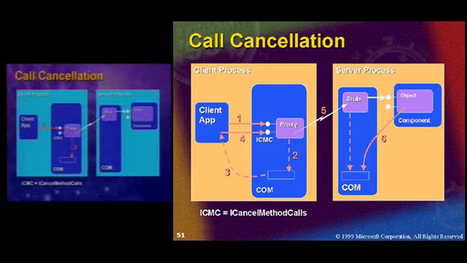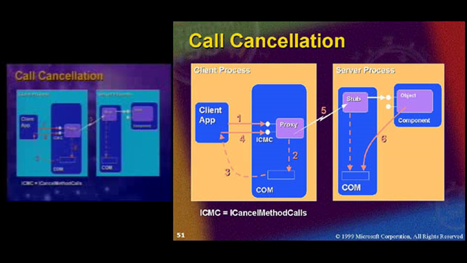If the client wants to cancel a call, it will call an API called CoGetCancelObject that retrieves an ICancelMethodCalls interface pointer. The client can then call the Cancel method on ICancelMethodCalls. Now, this is just a request from the client to cancel the method call. From the client's perspective, the call will appear to be canceled. But there's no guarantee that the server will actually stop doing any work at this point. So the server may continue on thinking that there's somebody listening, even though there isn't.